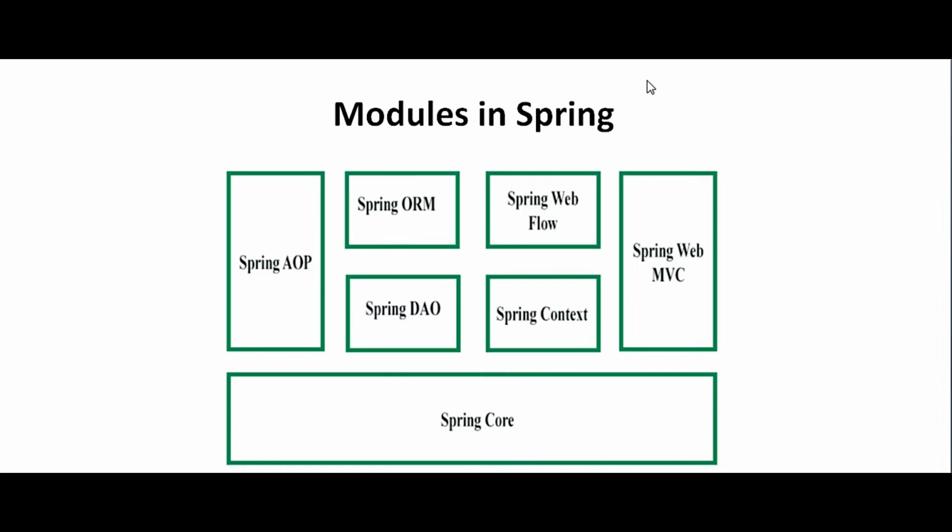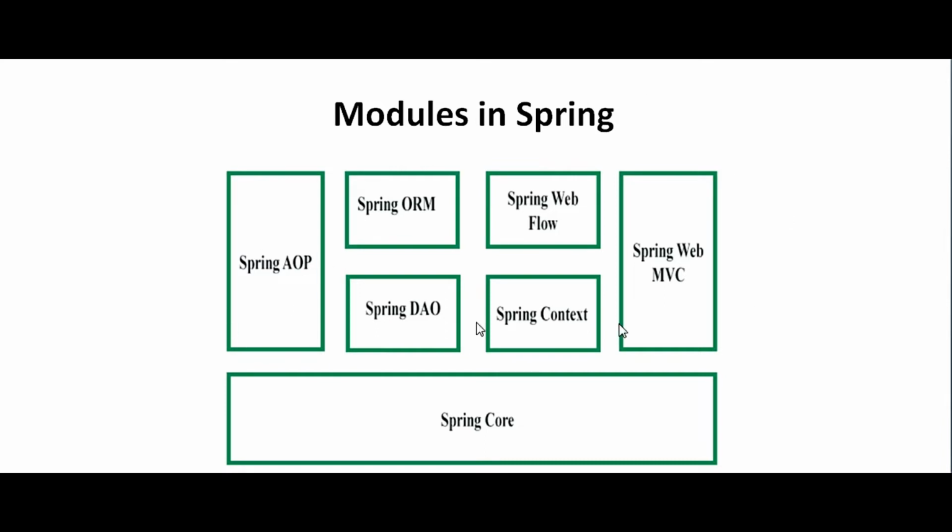In the first chapter we saw what problems we have with our legacy Java applications, and in the second chapter we saw how Spring can address those problems and provide solutions for them. So in this chapter we're going to see what modules come packaged with Spring.